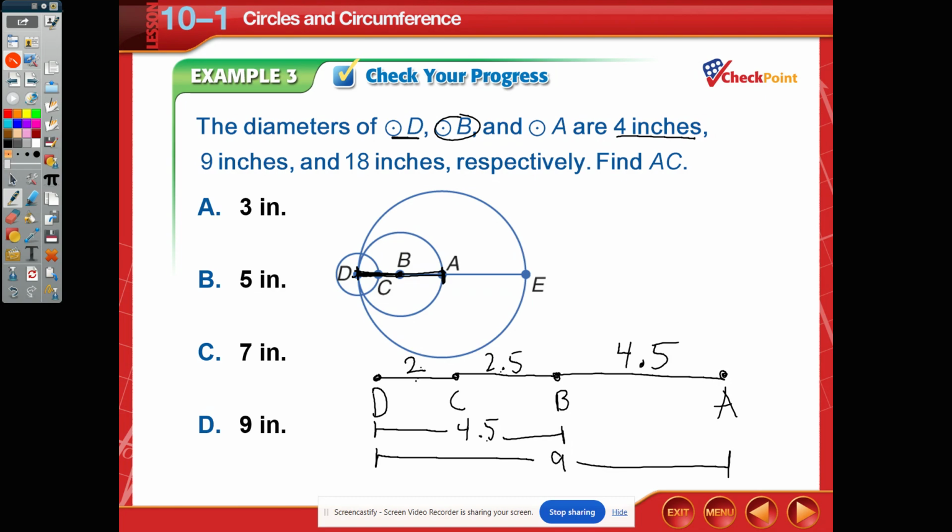What is it asking me to find? It's asking me to find AC, which would be from here to here, which means I have to add 2.5 plus 4.5, which would make 7. So sorry that took a long time, but just kind of map that out. Think of it piece by piece, and there we go. Probably a faster way to do that.